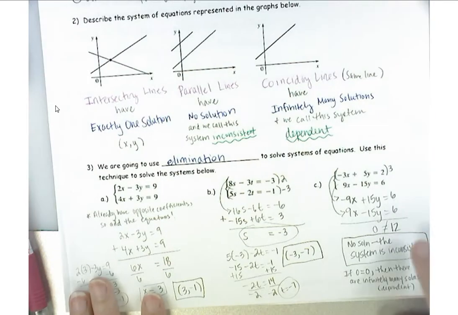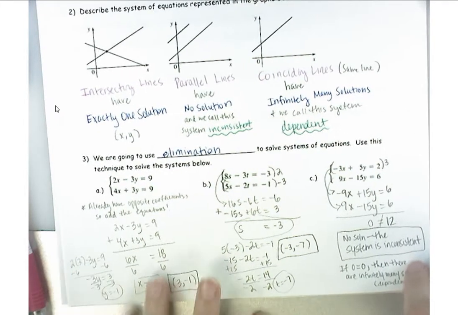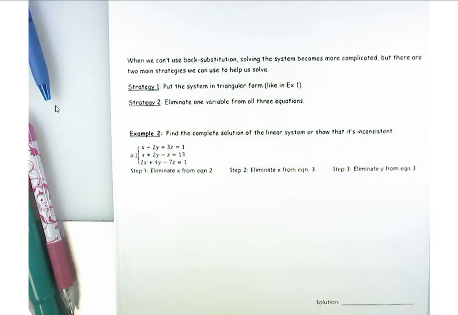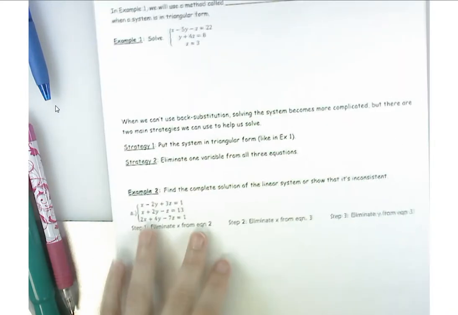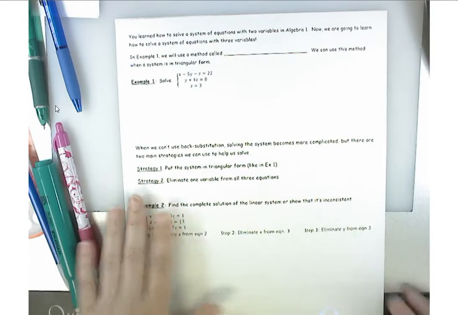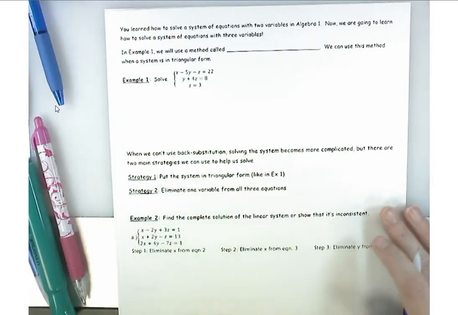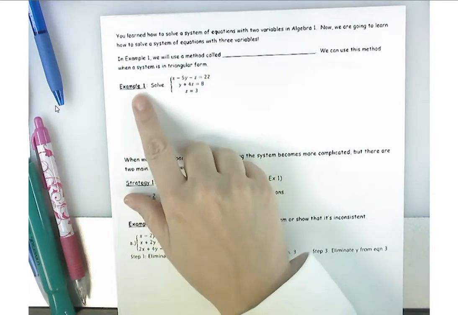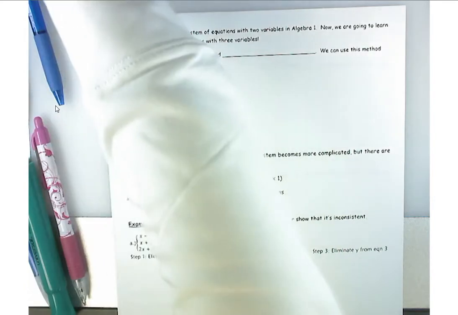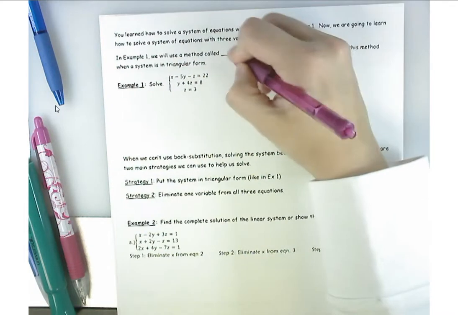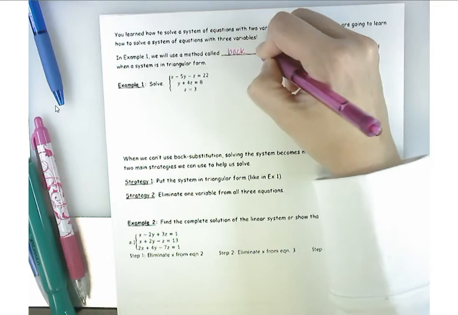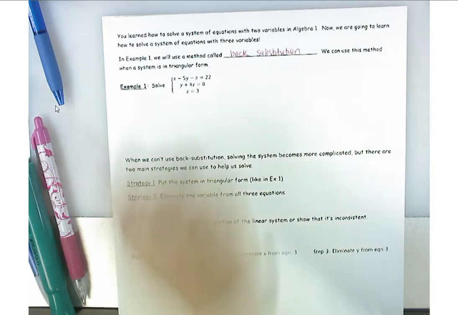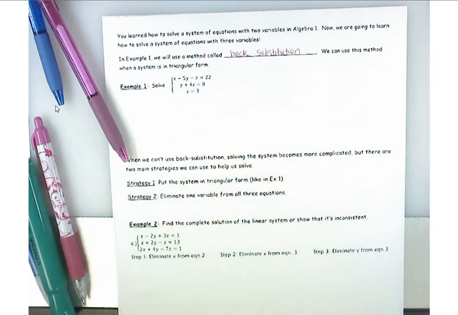Okay, questions for me so far? Okay, so you learned how to solve a system of equations with two variables in Algebra 1. Now we're going to learn how to solve a system of equations with three variables. So in example 1, our next example, we're going to use a method that is called back substitution. And you're going to really like back substitution because it's pretty simple to execute.